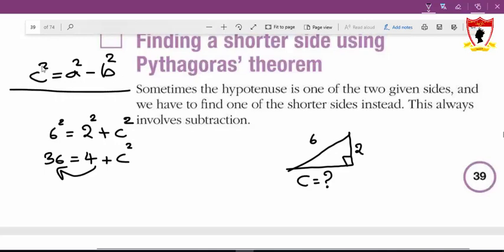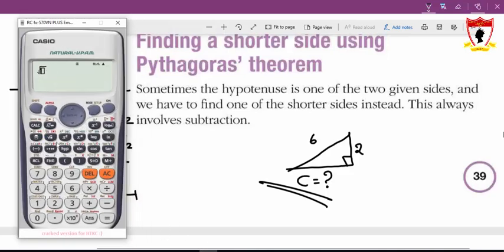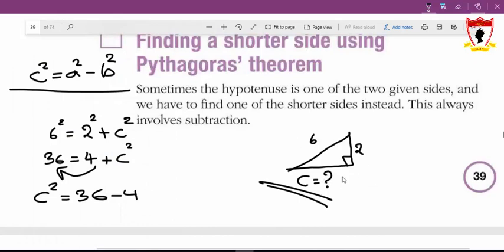b square will be equal to a square minus c square, and c square is equal to a square minus b square. Since c is missing here, we're going to follow this. 36 minus 4, c square is equal to 36 minus 4. c square is equal to 32. c is the square root of 32, which is 5.65. c is 5.65.